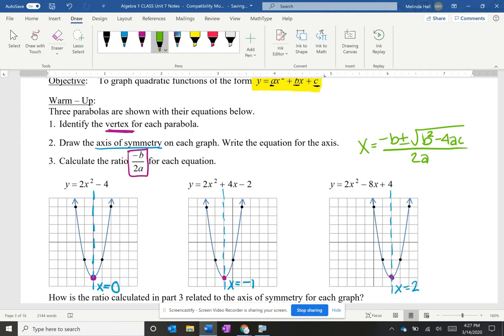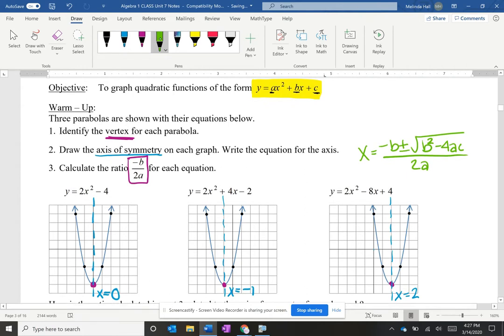Anyways, doing -b/2a with this first one, I don't have an x term, and you notice in standard form, b is the number that's in front of just the x, so that means I have 0. And so -b/2a would just be -0, which is still 0, over 2 times 2. It doesn't matter that I have 2 times 2 on the bottom, because my ratio is 0. If I do -b/2a with this one, my b is +4, so +4 would become -4 over 2 times 2, and 2 times 2 is 4, so it'd be -4 over 4, which is -1.